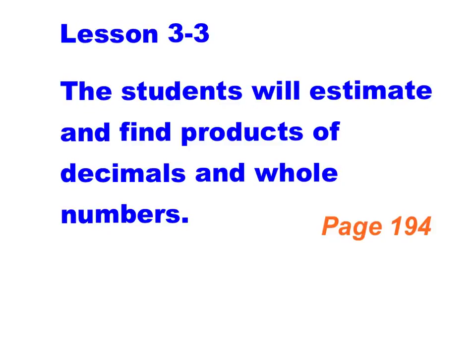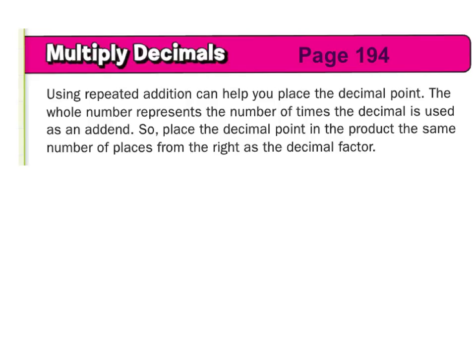Alright, this is lesson 3.3, and students are going to first estimate and then calculate the products of a decimal number and a whole number. So we're going to be doing some multiplication here. If you have your books open to page 194, in our first set of examples, we are going to multiply decimals by first using repeated addition to find an estimate. That will help us place the decimal point when we're finished with the actual calculating and the multiplication.